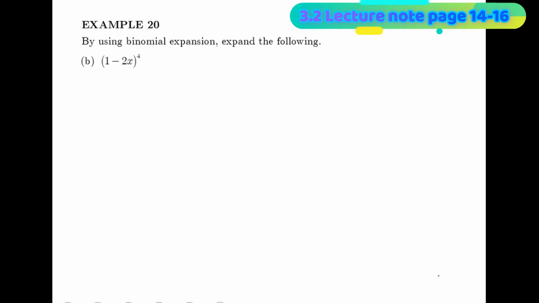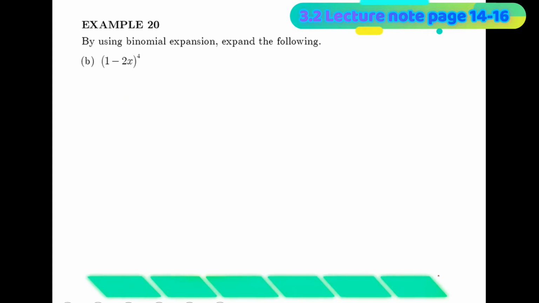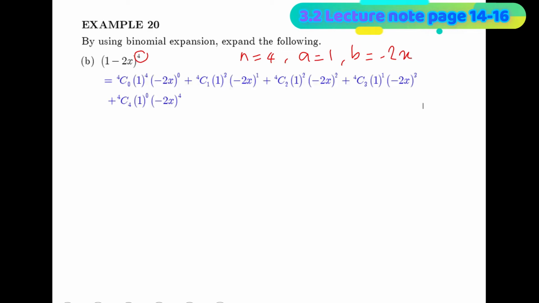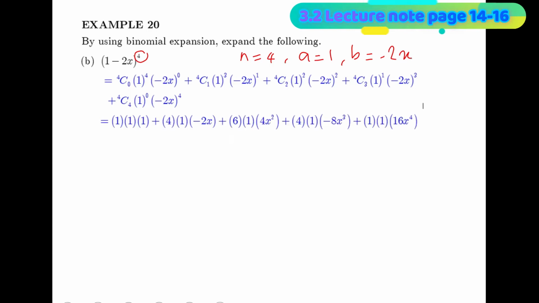Now, example 20, we have to expand the following by using binomial expansion. We can see here that our n is a positive integer. So we have n equals 4 with a equals 1 and b equals minus 2x. We then substitute all these three into our binomial expansion formula to get the following. And then we have to carefully calculate each term as follows.